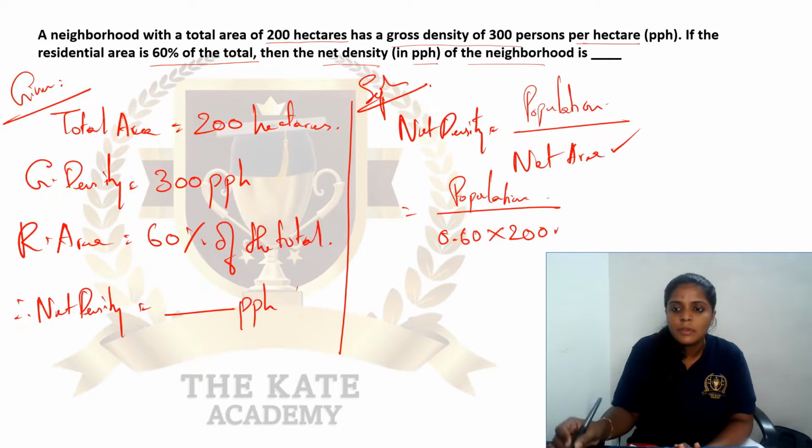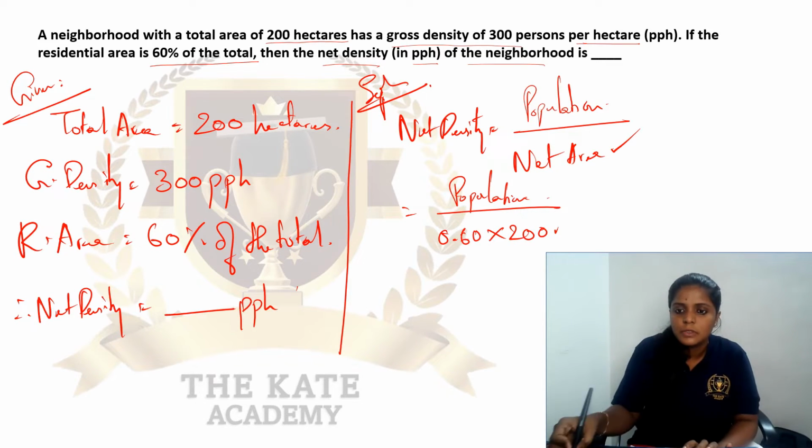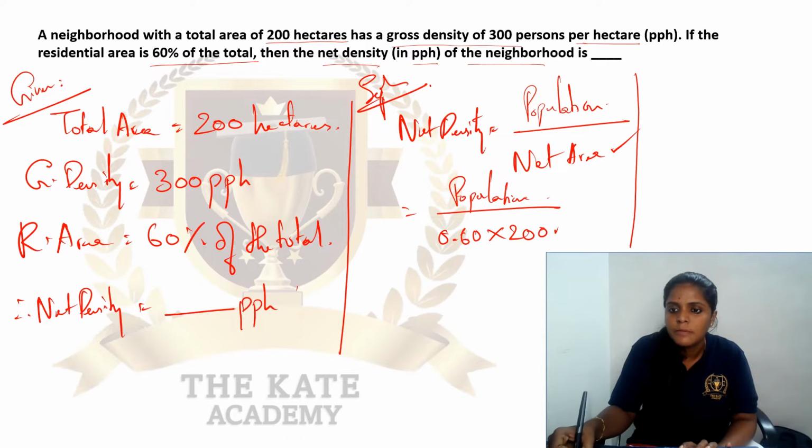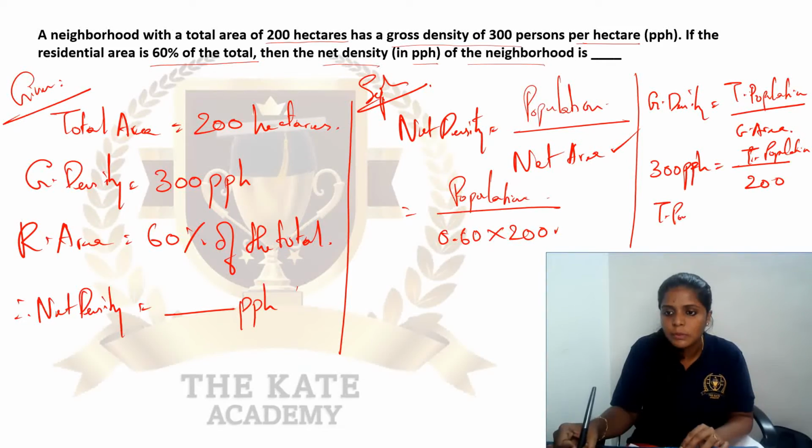We know the net area. We don't know the population. So what else have they given over here? They have given a gross density. So we'll try to find the population from the gross density. So gross density, what is the formula? For gross density, it is total, that is your gross population, divided by gross area. So what is your gross density? That is 300 persons per hectare. What is the total population? That's what we are trying to find over here. Population. And what is the gross area? Which is 200.